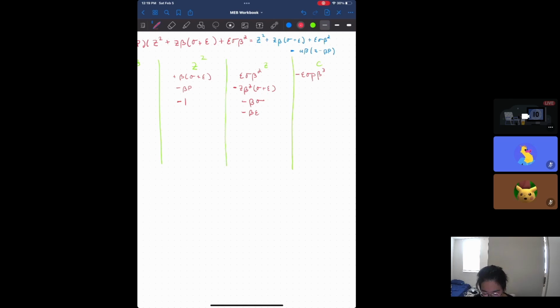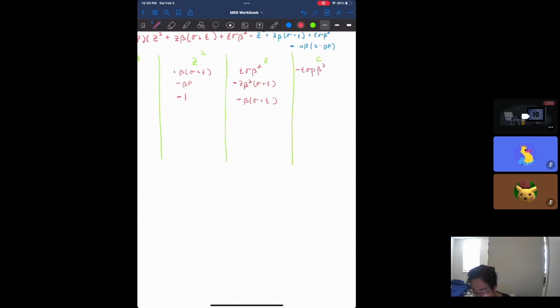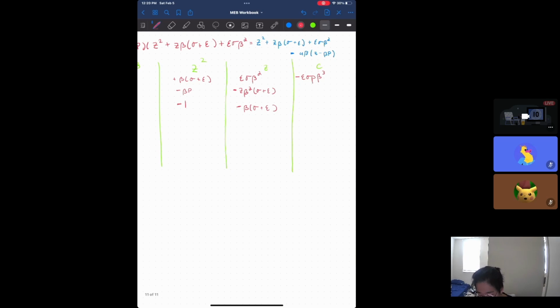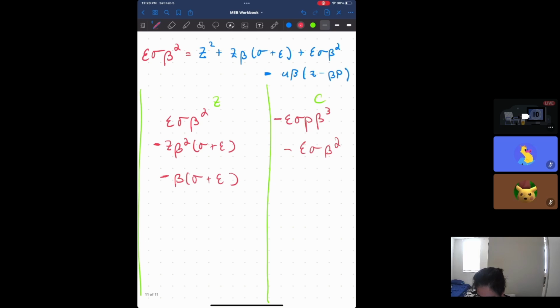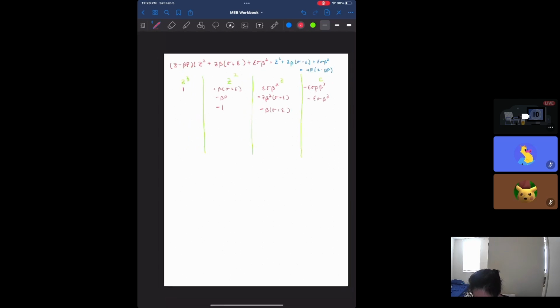Or, actually, come to think of it, I don't know why I'm splitting it up into two expressions, but I can just keep it as one. Negative beta, sigma plus epsilon. I'm doing more work than I should. Okay. This expression doesn't have a z, therefore it's a constant. Negative epsilon sigma beta squared. Okay? Let me rewrite this. This is why I need to be careful, because sometimes I can't even read my own handwriting.